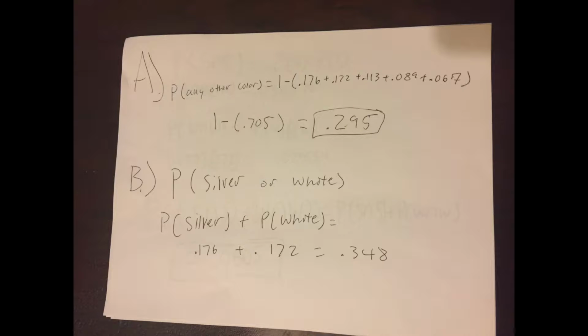Question B. What is the probability that a randomly chosen vehicle is either silver or white? To do problem B, you'll take the probability of silver plus the probability of white. So 0.176 plus 0.172 is equal to 0.348, or 34.8%.